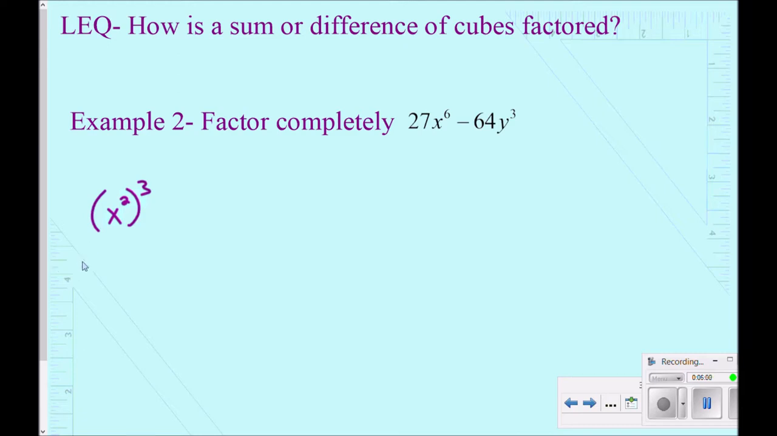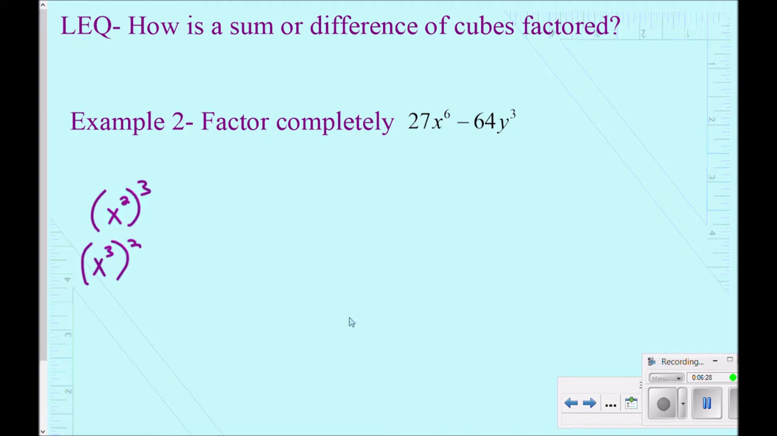But we could also have x cubed being squared, which would indicate we're talking about difference of squares. So the 6 doesn't outright tell me which it is, cubes or squares. So I have to look at some other clues. The 3 exponent tells me that this has to be difference of cubes. I can't get a y cubed by squaring a y. So it can't be difference of squares.